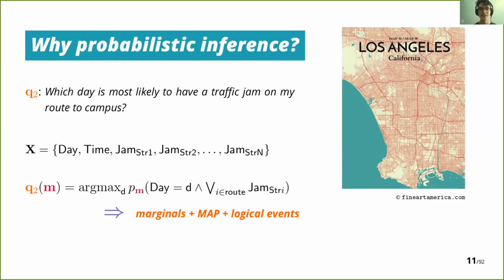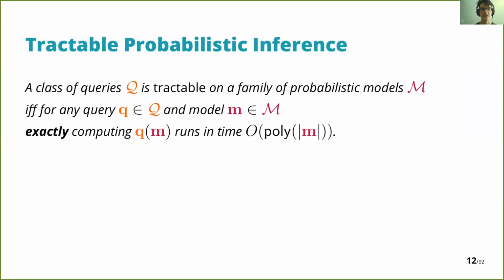Now the question is, what is tractable probabilistic inference? Well, in a sense, we would like to answer these queries efficiently. But more formally, let me introduce this. We say that a family of probabilistic models is a tractable representation for a class of queries, Q, if for every query that I pick from this class, I'm able to compute its output exactly with respect to my model in polynomial time with respect to the model size.